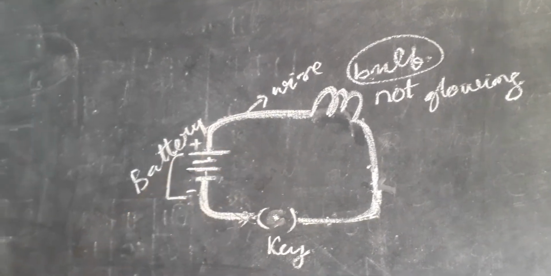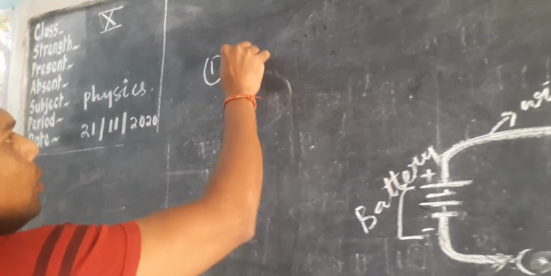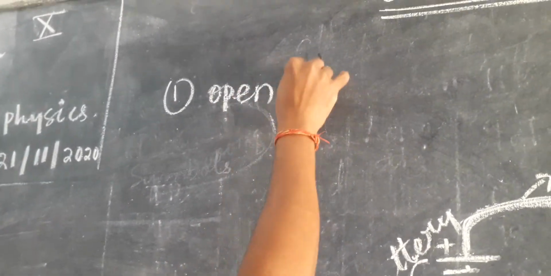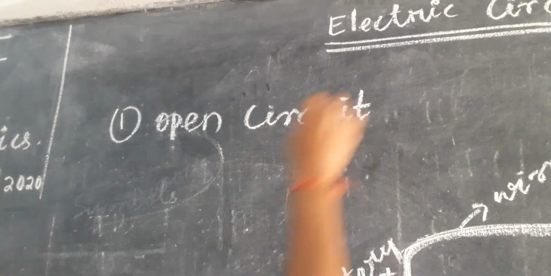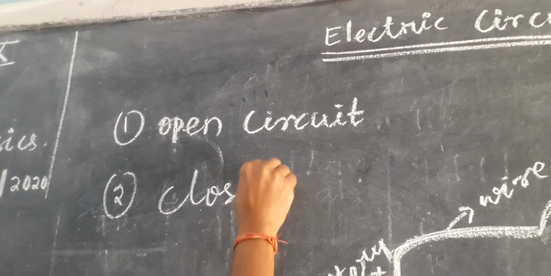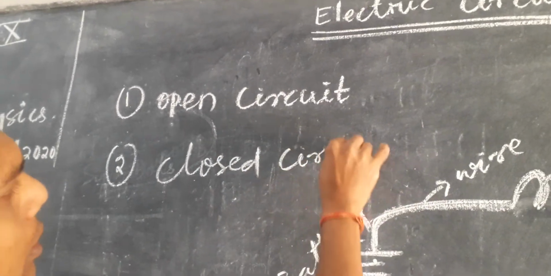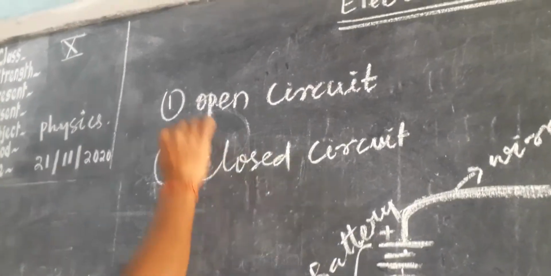So these electric circuits are of two types. One is known as open circuit, and another is known as closed circuit. So what is an open circuit?